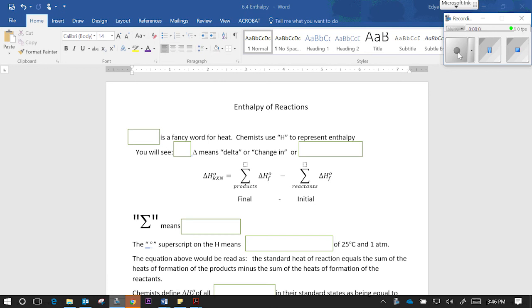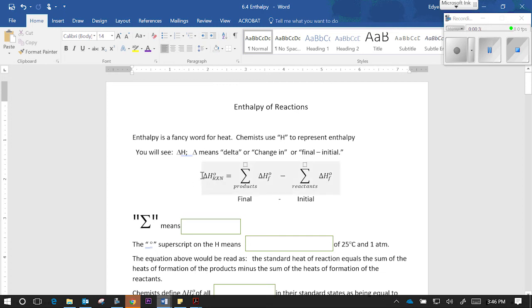So we're going to learn about enthalpy of reactions, and that's this right here. And you will learn that enthalpy is just a fancy word for heat. Chemists use the symbol H to represent enthalpy, and you'll see this little delta H here very often. This symbol is a Greek capital D. It means delta, which also means change in, and it can also mean final minus initial.